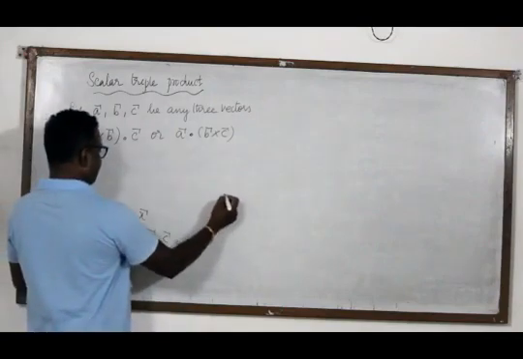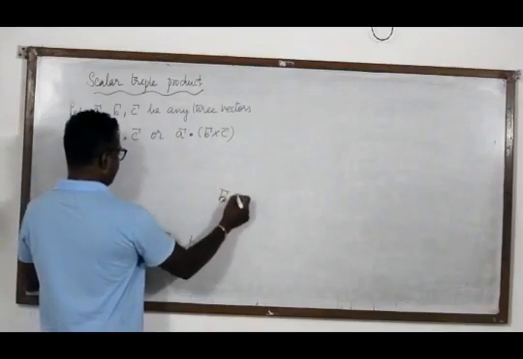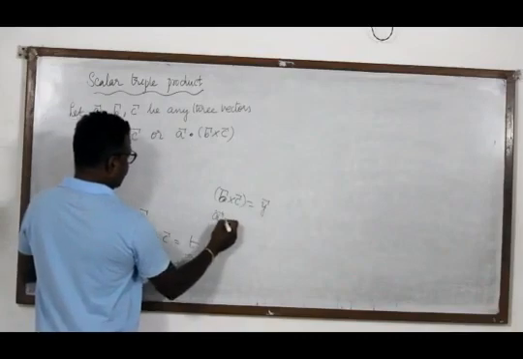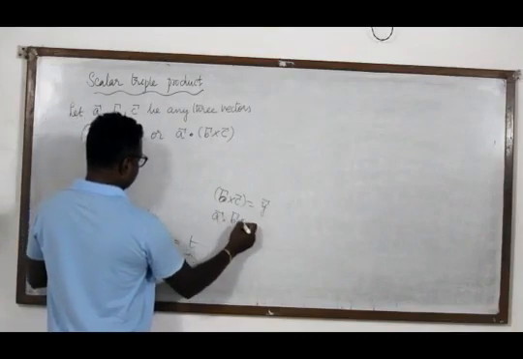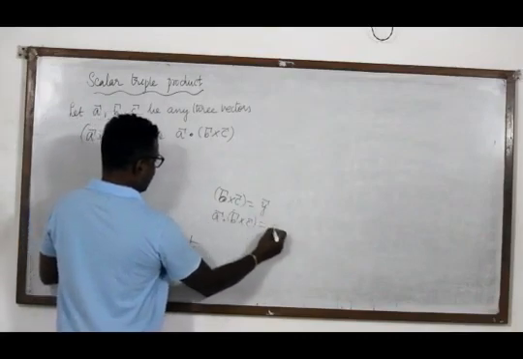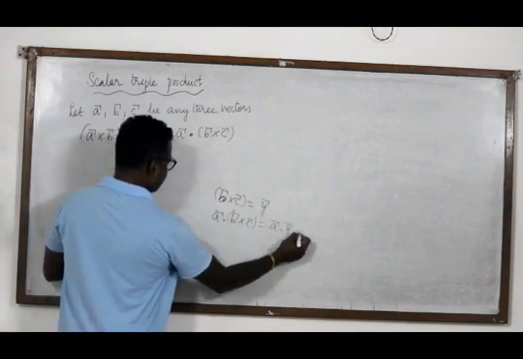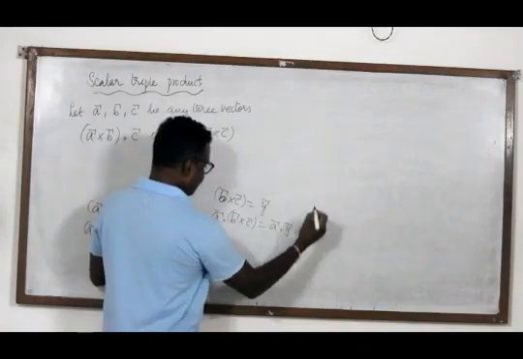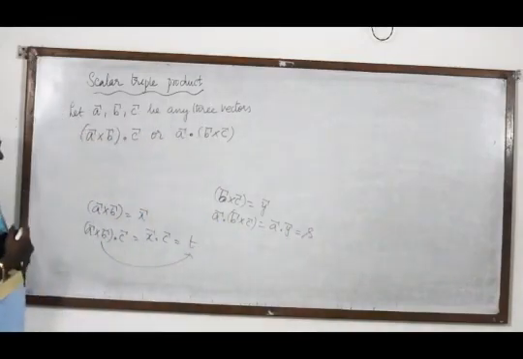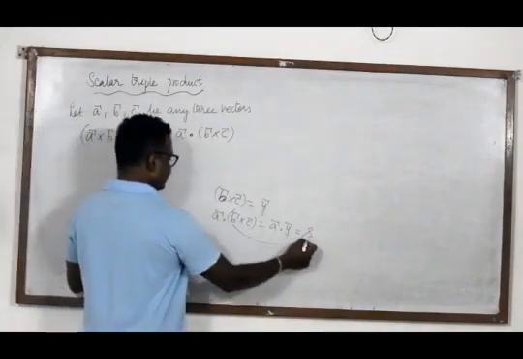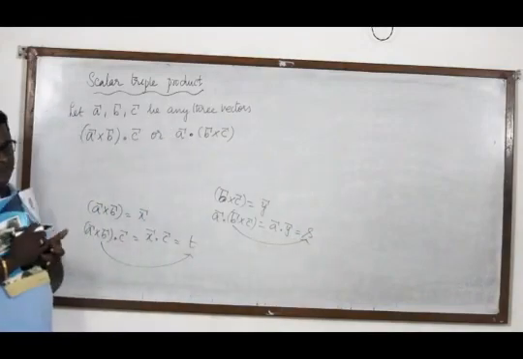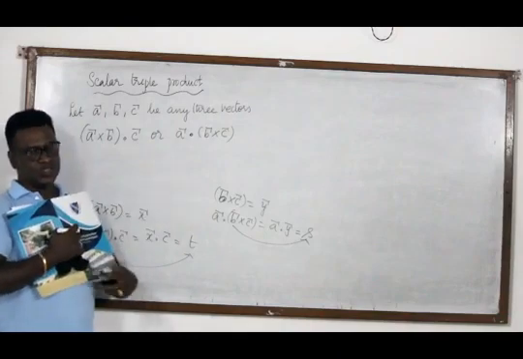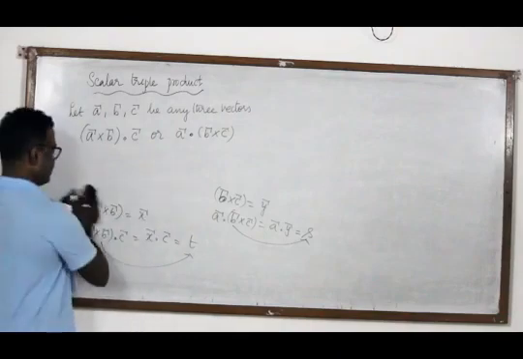Similarly, B cross C will be a vector. Then A dot B cross C means it is A dot Y vector. But when I find dot product between two vectors, that will be resulting in a scalar. And hence, the final result is a scalar. Therefore, it is called as scalar product. Since three vectors are involved, it is known as scalar triple product.